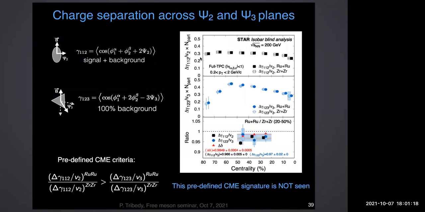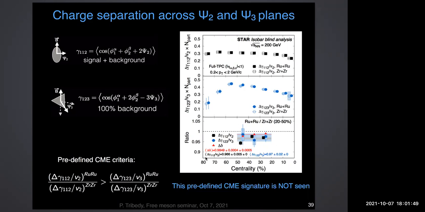So here is the result. Again, I have a conventional correlation of magnetic field with respect to psi 2. This is signal plus background, both are there, but this other one, third order, has 100% background. So the psi 2 correlation, the primary one, is shown here on the upper panel. This is delta gamma over v2. Actually, forget the two upper panels. So the top panel is with respect to the psi 2 plane. This middle panel is with respect to the psi 3 plane.